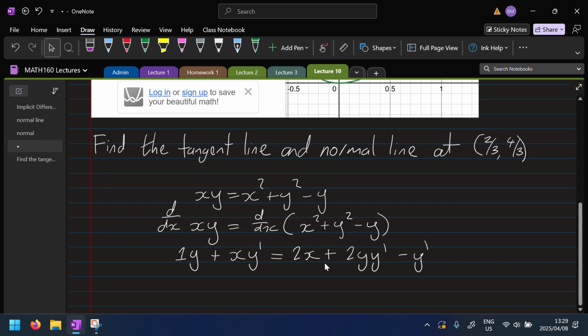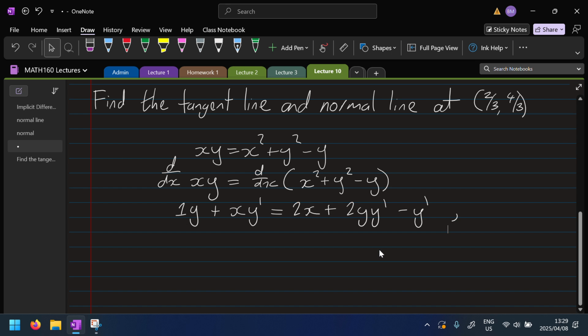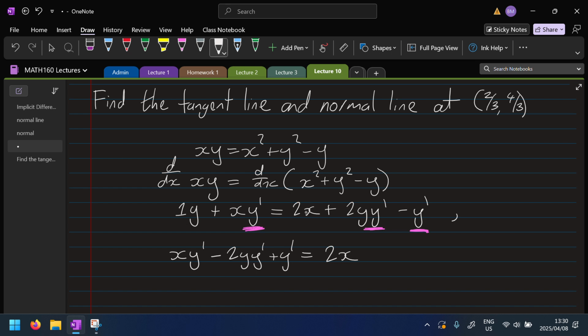Okay, so now we can either just solve for y prime and then substitute the point, or we can substitute the point now and then solve for y prime later. So let's solve for y prime first and then substitute the point. So here we want y prime there, and there, and there. We want all of that together on one side. So we're going to have x y prime minus 2y y prime, taking that over, plus y prime, taking that one over, is equal to 2x, and then minus y, taking that one over.